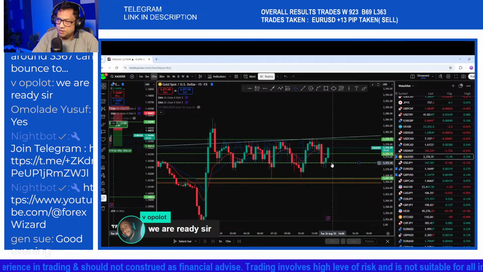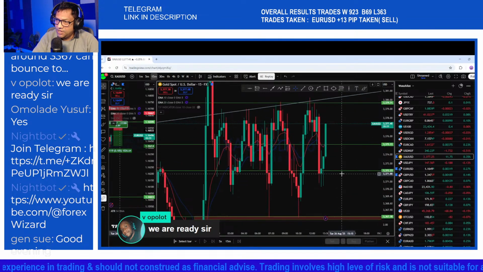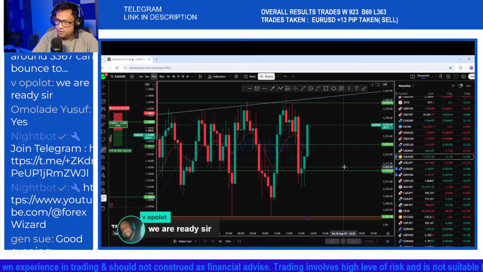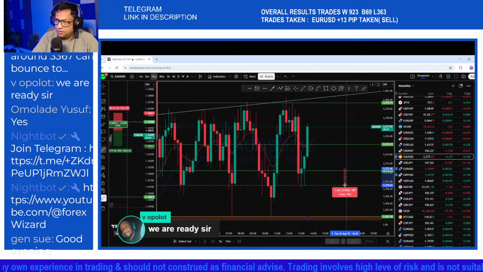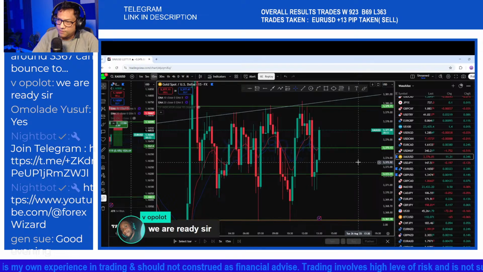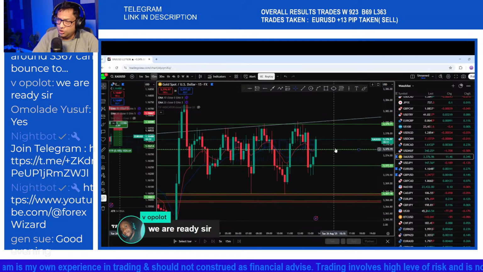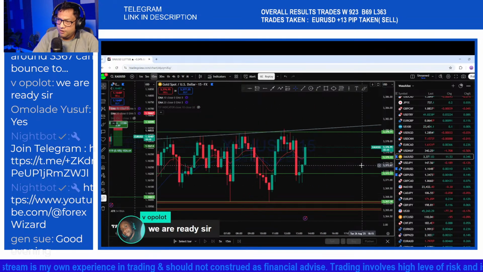We can see it pushing back to the upside, and that push back to the upside is potentially a bullish impulse for another move up here.